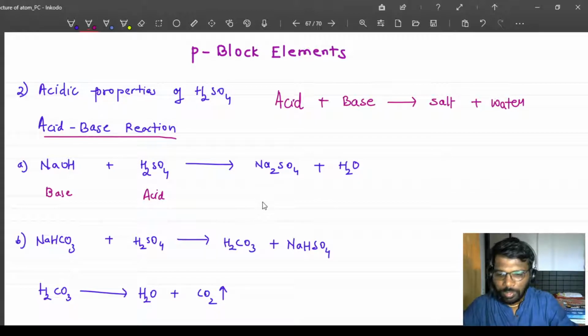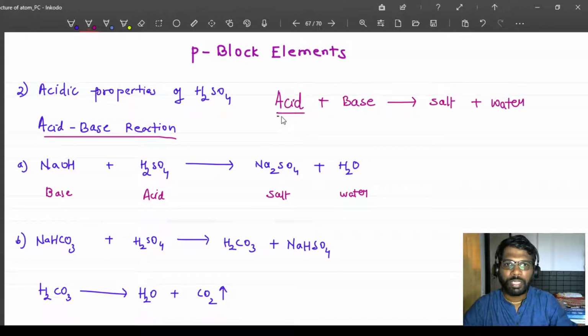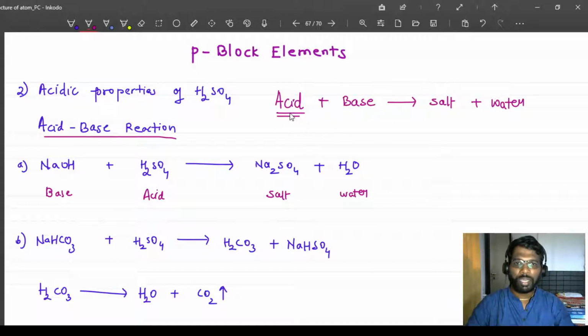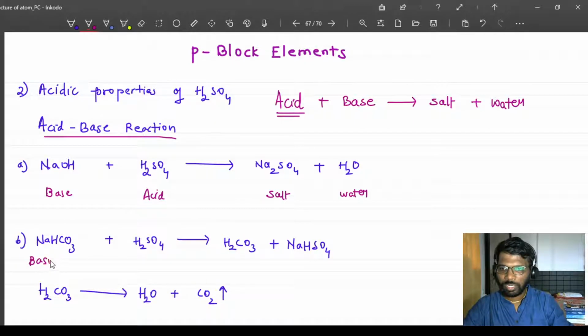This is the salt you are getting, and the water. So it gives a salt whenever an acid reacts with a base, and getting a salt is an important property which shows the presence of an acid. So acid and base always give you a salt and water. Now take the next example. Here, this is a basic salt, and this is an acid.